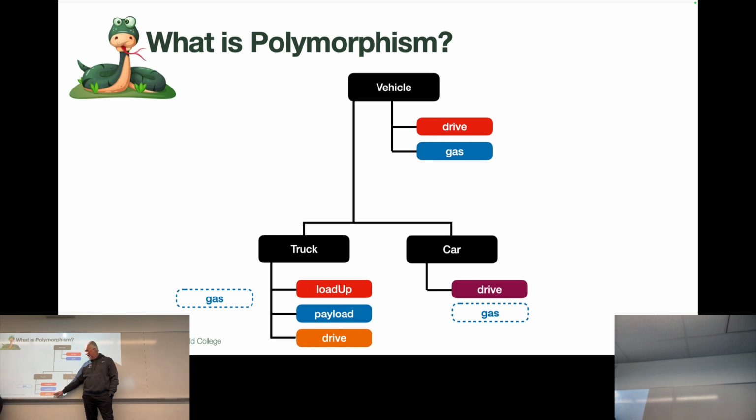The other thing is that the relationship between drive and gas, if I have a truck that's loaded with stuff, is different than the relationship between drive and gas if I'm driving a Prius or something, right? So maybe instead of just having drive and gas that are exactly what was inherited from the generic vehicle class, maybe what I want to do is override those. I want to redefine drive in the truck so it uses a little more gas. Maybe I redefine drive in the car so that it uses a little bit less gas.